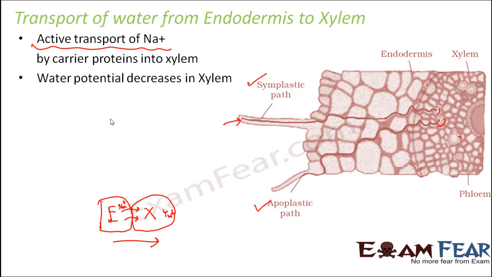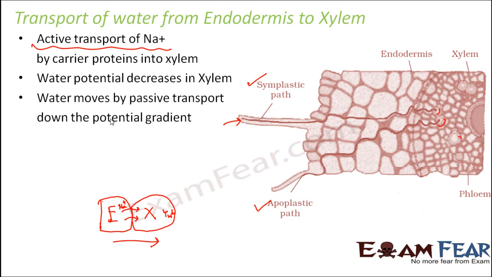Now as we know by the concept of osmosis, water moves from an area of high water potential towards low water potential. Therefore water moves by passive transport down the potential gradient. Water moves by passive transport because it is moving along the concentration gradient, so it does not need any external energy. But the sodium ions were transported by active transport. So this is how water will reach the xylem.